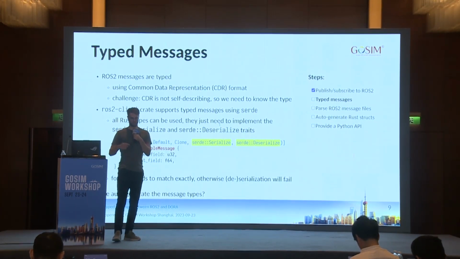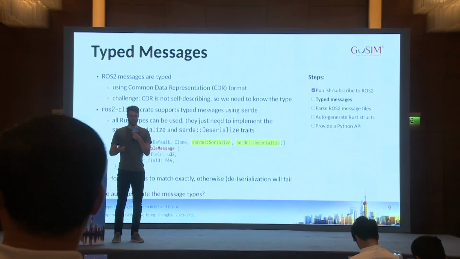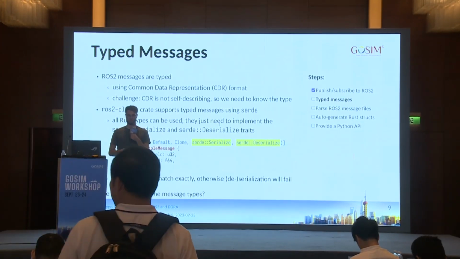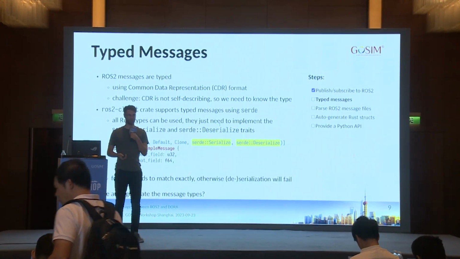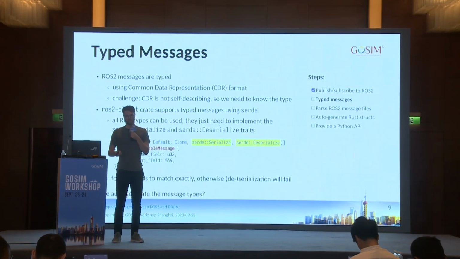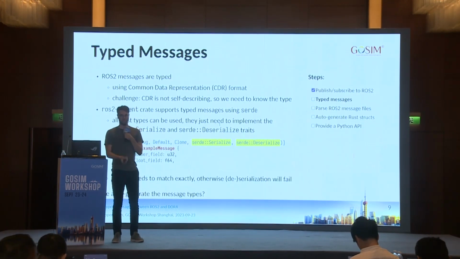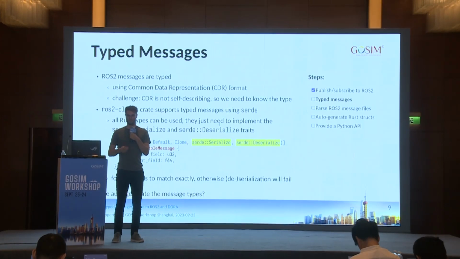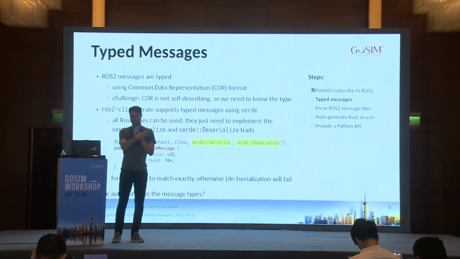And to support this, Rust 2 client, this crate, uses the serde traits. Serde is a popular crate in the Rust ecosystem for serializing and deserializing data. And it provides two traits, Serialize and Deserialize, and you can easily derive them for any struct you define in Rust. So in this example, we have an example message with two fields, and we just add the two annotations, and then it's serializable and deserializable. And it's laid out exactly as defined, in that order.